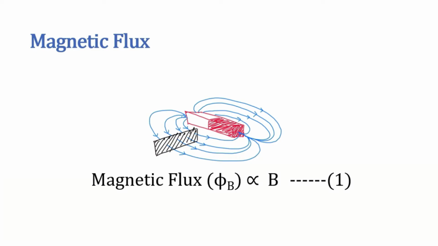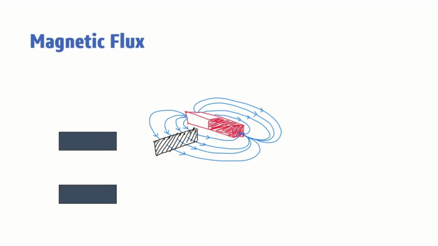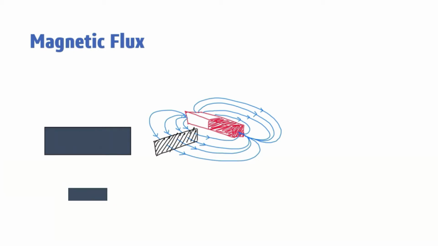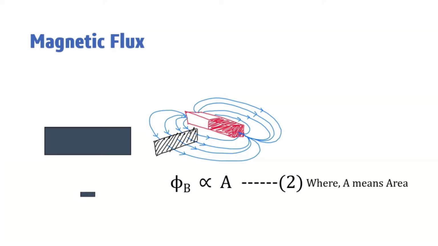Similarly, if the area of the conductor plate in the magnetic field increases, then the magnetic flux through the plate also increases because more lines can pass through it. Similarly, if the area of the conductor plate decreases, then the magnetic flux through the plate also decreases because fewer lines can pass through it. It is given by phi B is directly proportional to area. Let's say this is equation 2. In the above equation, A is the area of the conductor plate.